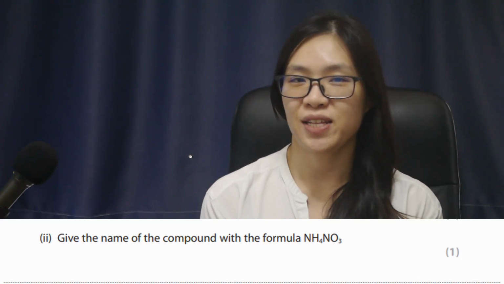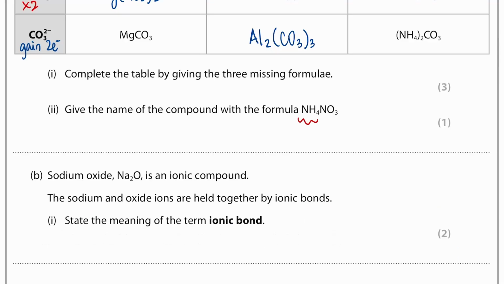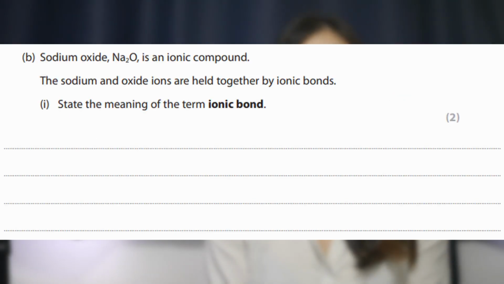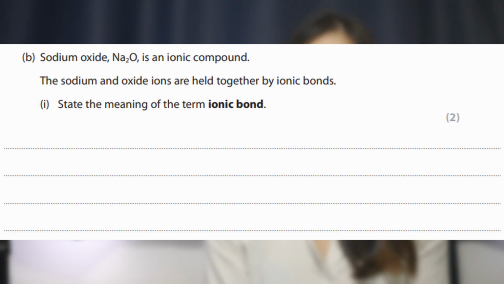Part 2. Give the name of the compound with the formula NH4NO3, 1 mark. NH4 refers to NH4+, the ammonium ion, and NO3 refers to NO3-, which is the nitrate ion. Therefore, the name of this compound is just ammonium nitrate. B. Sodium oxide, Na2O, is an ionic compound. The sodium and oxide ions are held together by ionic bonds.